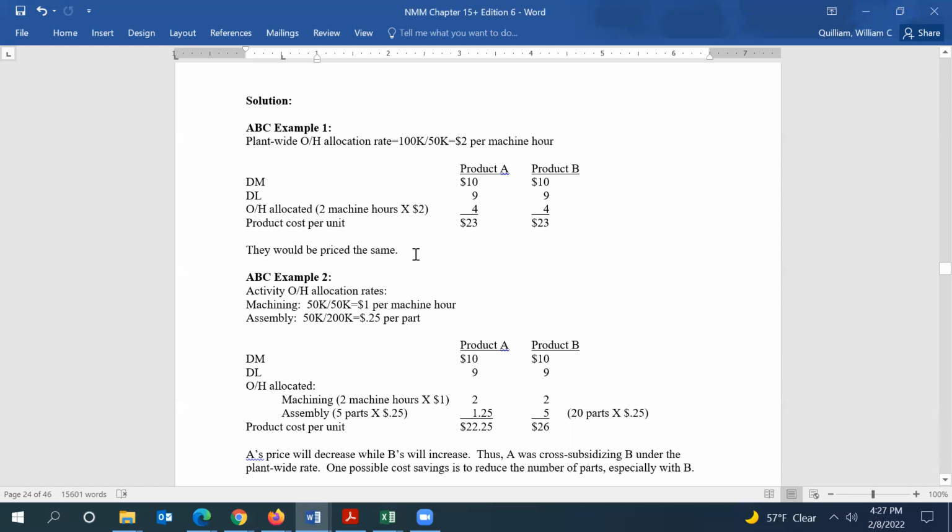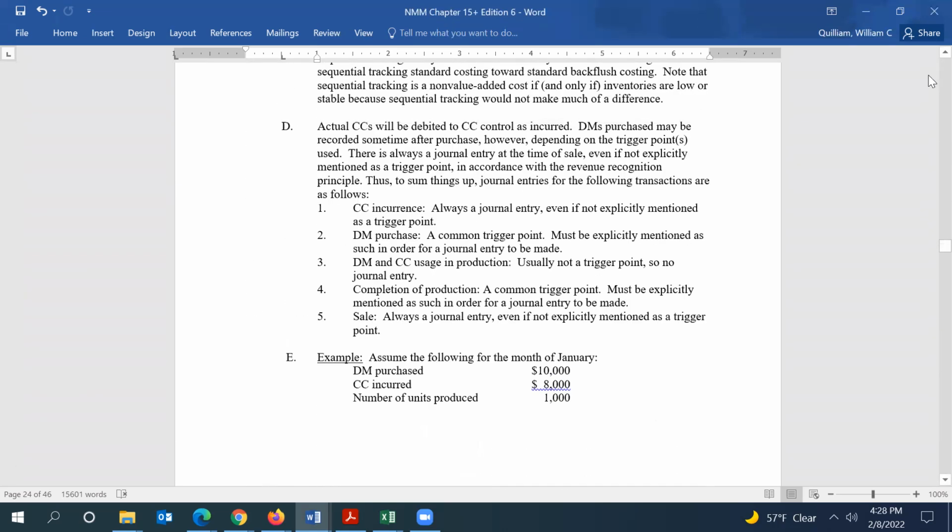How would they be priced? They would be priced the same. So if we're taking cost-based pricing, which means we take that cost and we add a markup to it, let's say that markup is 100%. Well, $23 in cost, add to that 100% or $23 markup. So we simply double this price. Both A and B, therefore, are going to be priced at $46. Any questions there? Okay. Can back up.